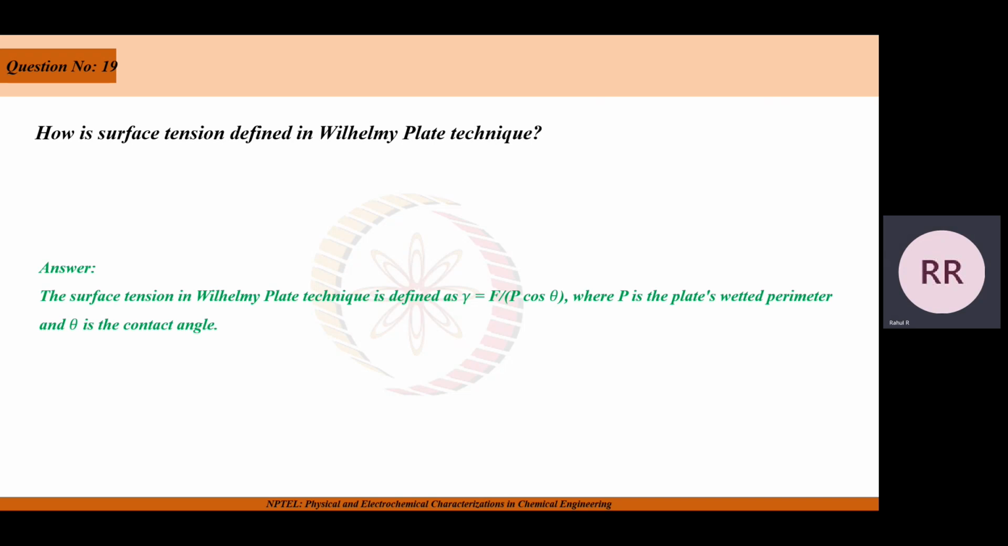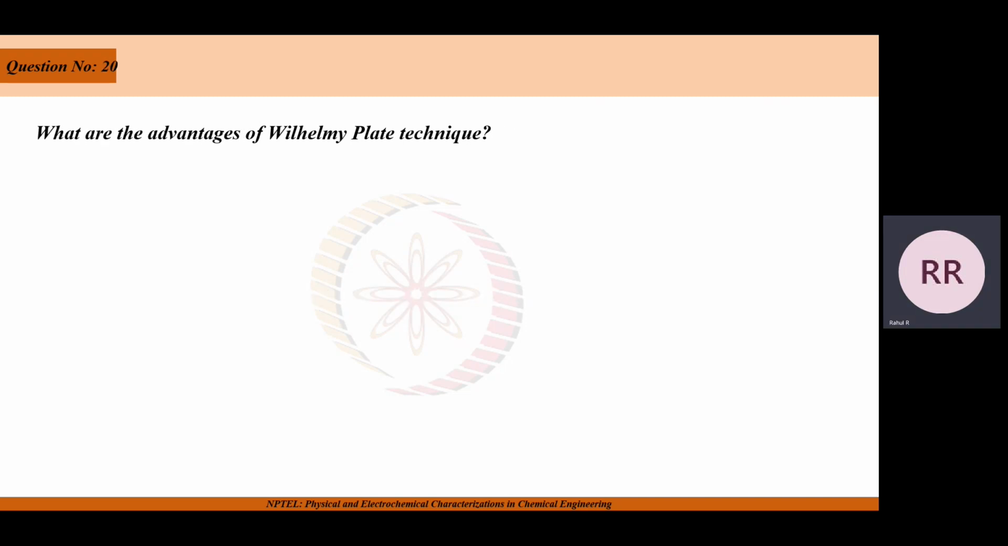The surface tension in the Wilhelmy plate technique is defined as gamma equals F by P cos theta, where P is the plate's wetted perimeter and theta is the contact angle. Okay, I hope you guys understood the question. So in the Wilhelmy plate technique, the surface tension is defined as gamma equals F by P cos theta, where P is the plate's wetted perimeter and theta is the contact angle. So let me move on to the next question.